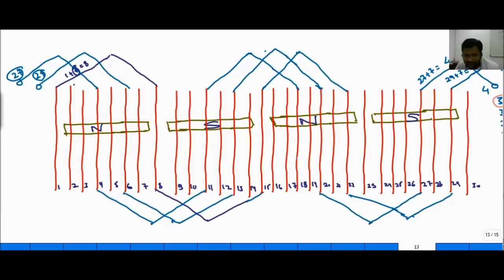Eleven plus seven is eighteen. This is 16, 17, 18, 19, 20. 18 plus 7 is 25. This is 18. 16, 17, 18.